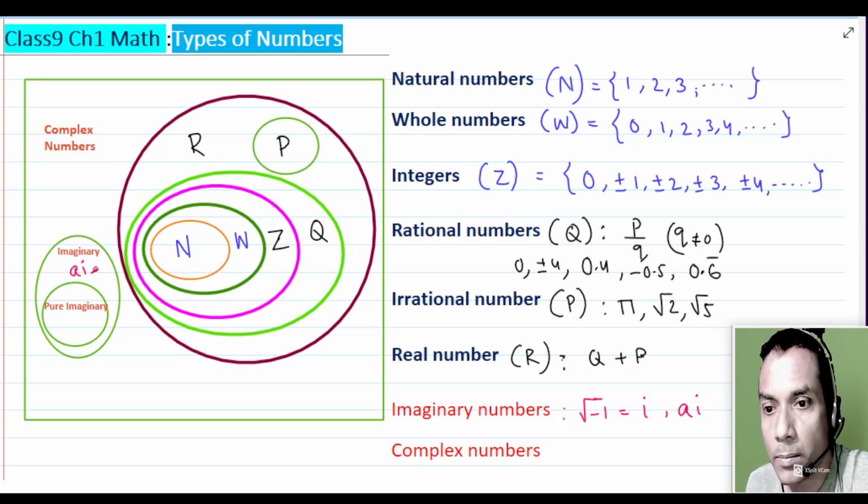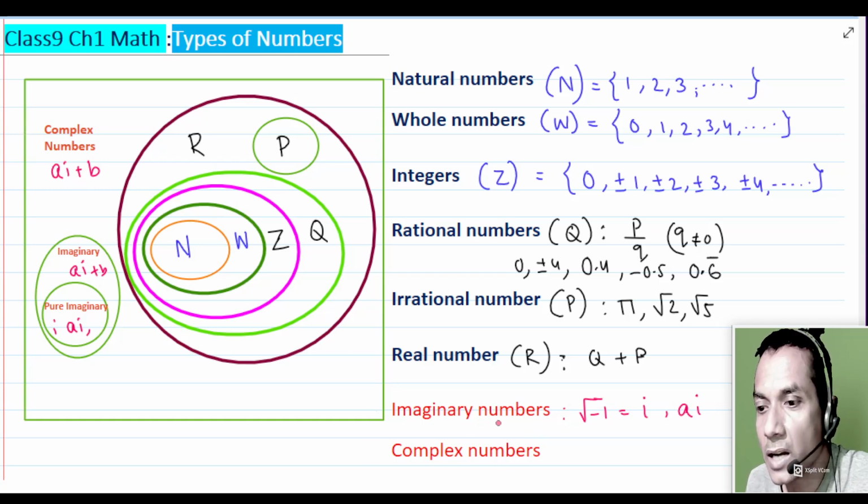Okay, ai plus b, and here it is ai or i. There are two parts: a pure imaginary number, that is only an imaginary number, meaning a multiple of the imaginary number iota, and the imaginary number of the form ai plus b, where a and b are real numbers.